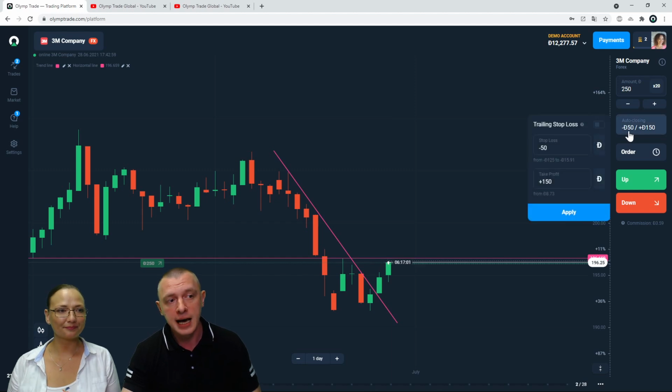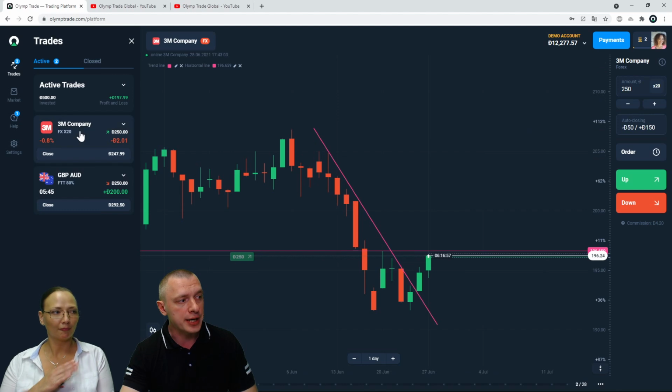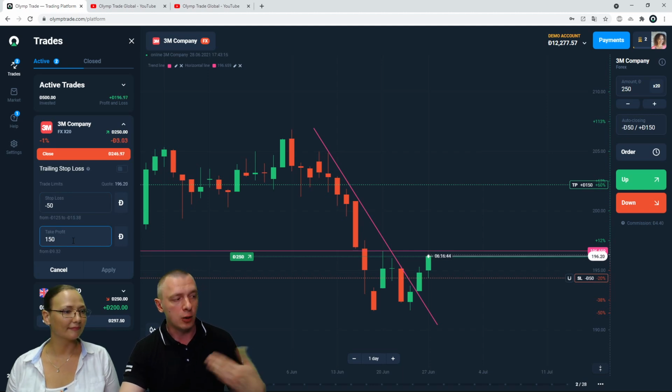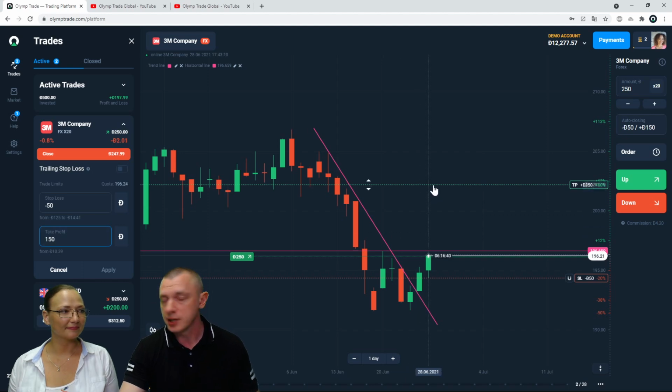So I can use a special order which is called stop loss. Yes, so here in my trades, if I open my trade, I can set my stop loss. For example, I don't want to lose more than $50. And also I can set the take profit order, the order which allows me to make profits if the price reaches the level.